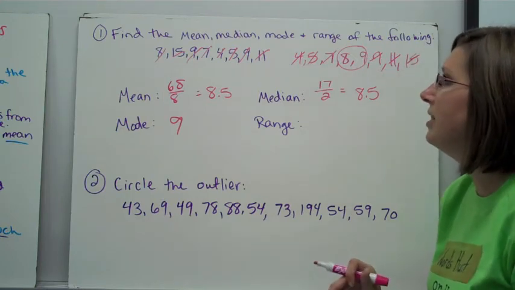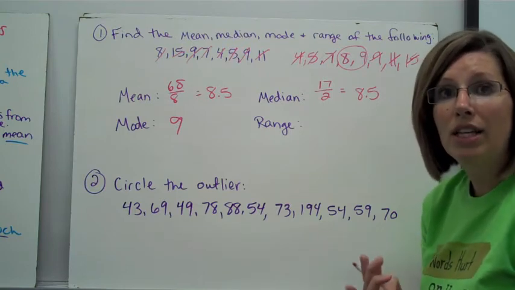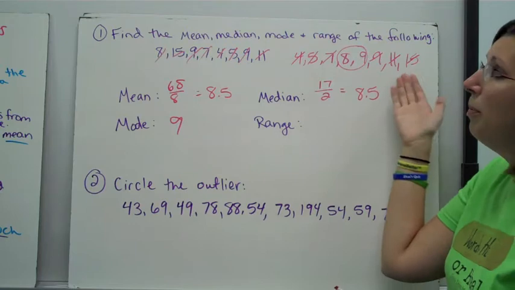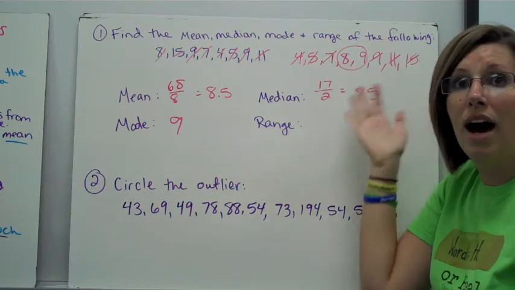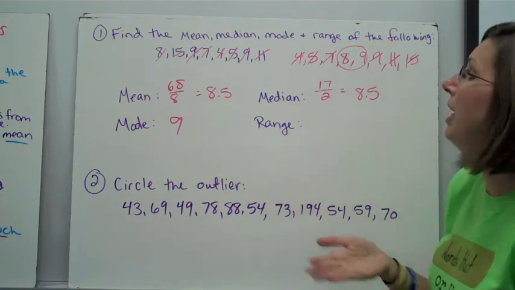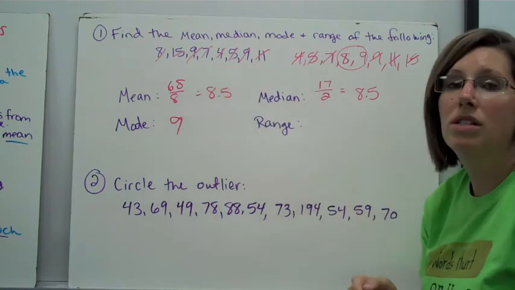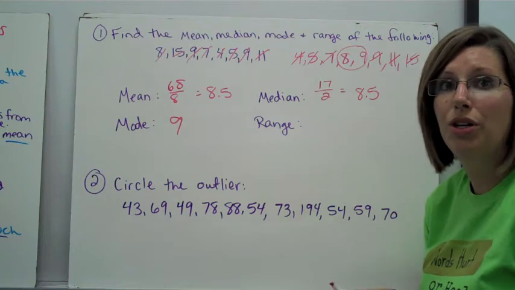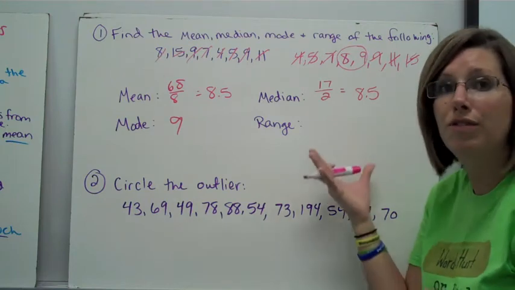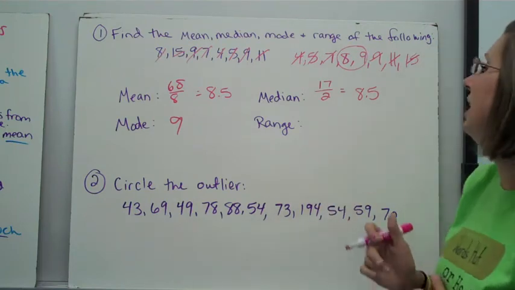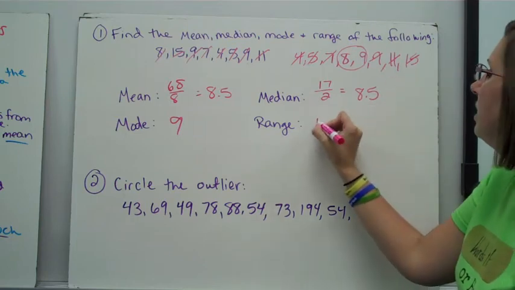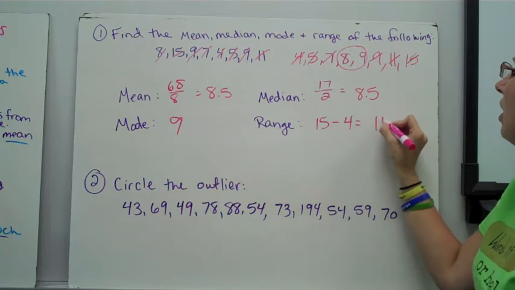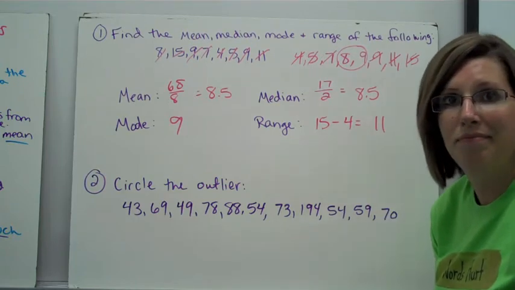The range is the difference between the highest and the lowest value. It helps to put the numbers in order to see the highest and the lowest value, but you can also just look at the original set of data. You don't necessarily have to put your data in order to find the range. It helps, but it isn't necessary. My lowest is 4, my highest is 15. So when I subtract, I get 11.